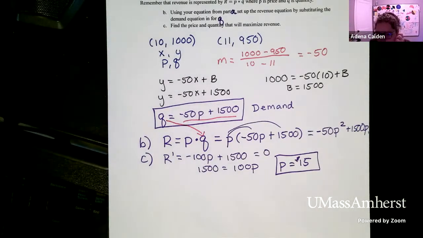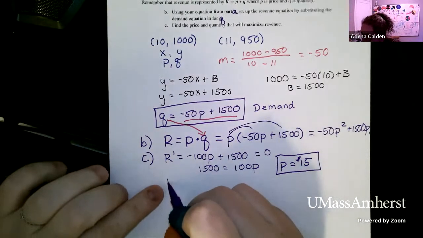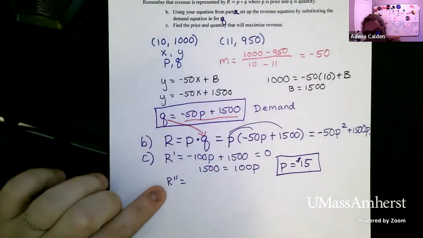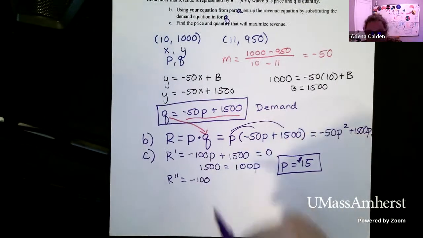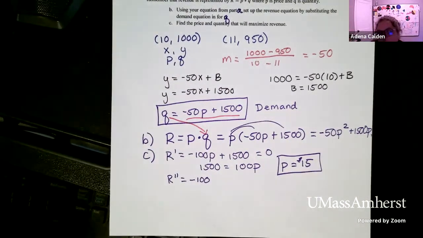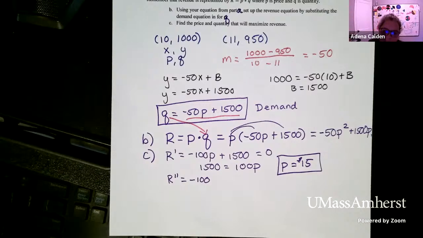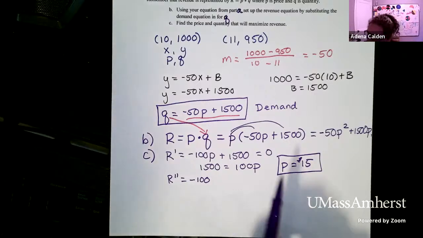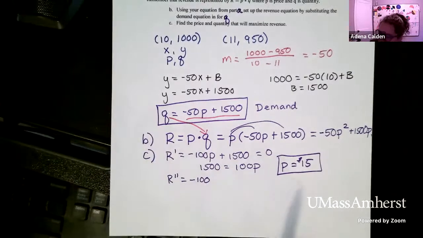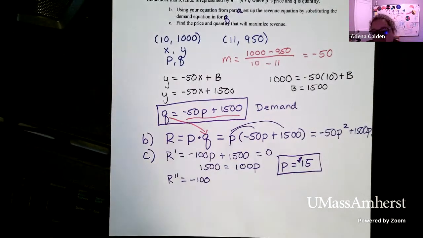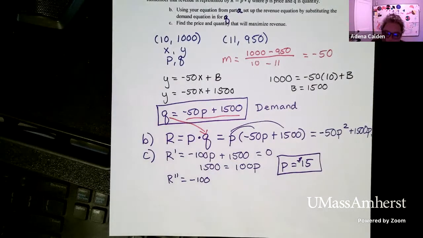How do we make sure it's a maximum? Well, again, we can look at the second derivative. It's probably the fastest way. So here, the second derivative is negative 100. If your second derivative is negative, the original function's concave down, and it's a maximum. So that's half of the question. It says find the price and quantity that maximizes revenue. So this is the price. We want to charge $15 to make the most amount of money.